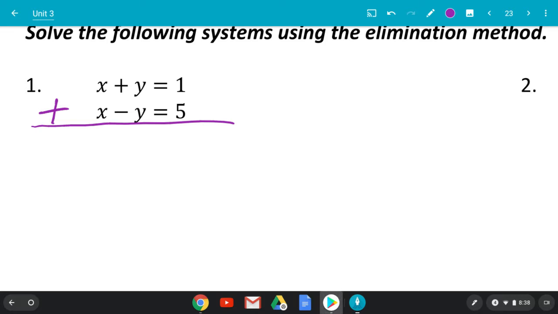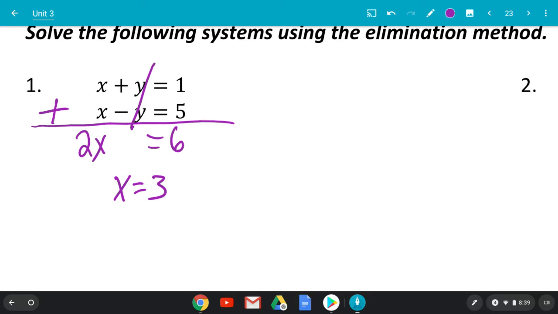So, for example, watch what happens. x plus x is, and everybody said 2x. y minus y cancels, right? You end up with 0y, so it goes away. And then 1 plus 5 is 6. See how we eliminated one of the variables? This is called the elimination method. Now, I can divide by 2, so x equals 3.